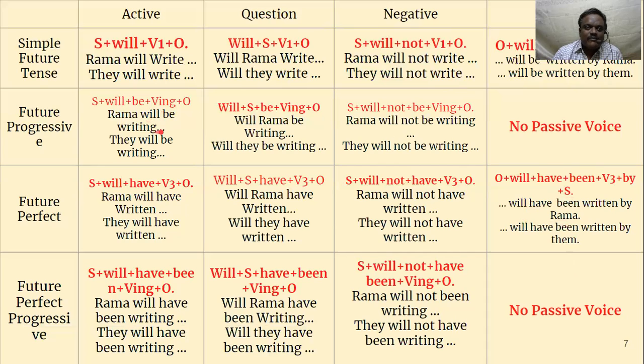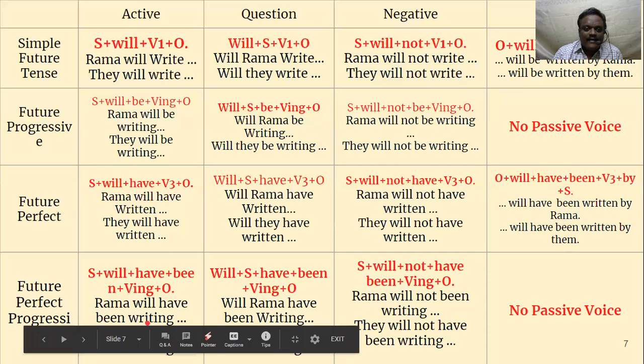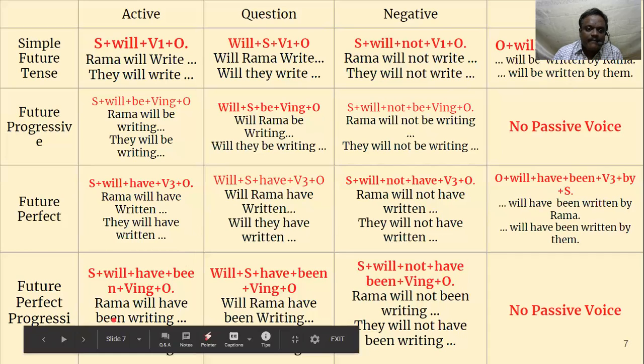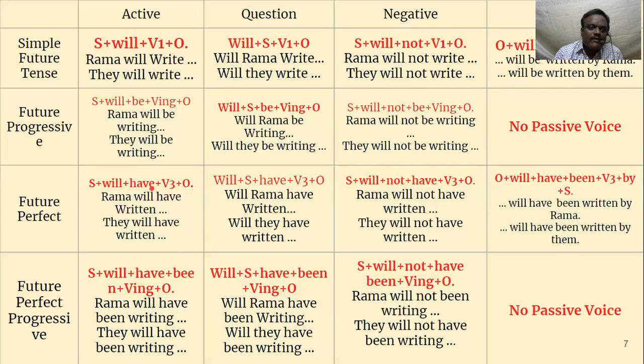See here, future progressive we have be, and almost all use been. Present progressive, been is there, be or been. Present perfect progressive we have been, past perfect progressive, been is there. Even future perfect progressive there is been. So wherever be or been, so here also be is there directly. In no other sentence we have be directly. We use is, am, are, or was, were. So here since be is there, there is no passive voice.